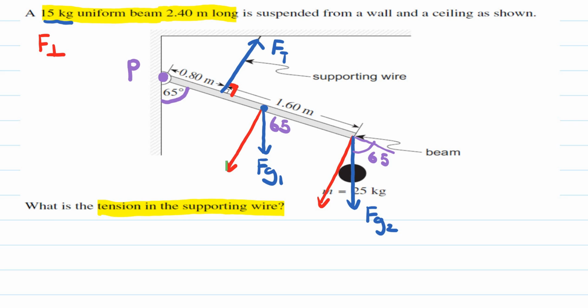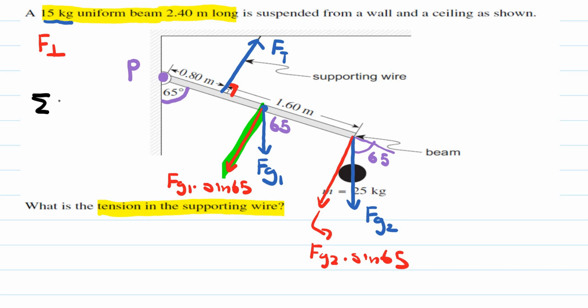If I highlight this in green now, in order to find that vertical component there, that's the same thing as FG1 times sine of 65 degrees. And this vertical component here would be FG2 times sine of 65 degrees. All right, so very similar concept to what we did in the previous problem. Okay, so let's set up the rotational equilibrium concept, and that means the sum of the torques is going to be equal to 0.